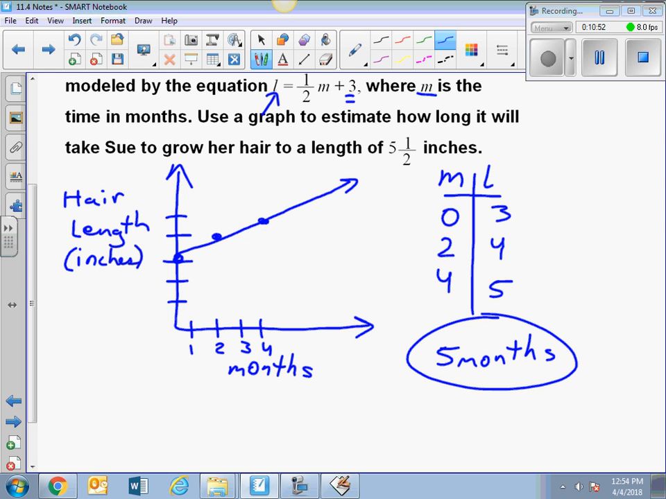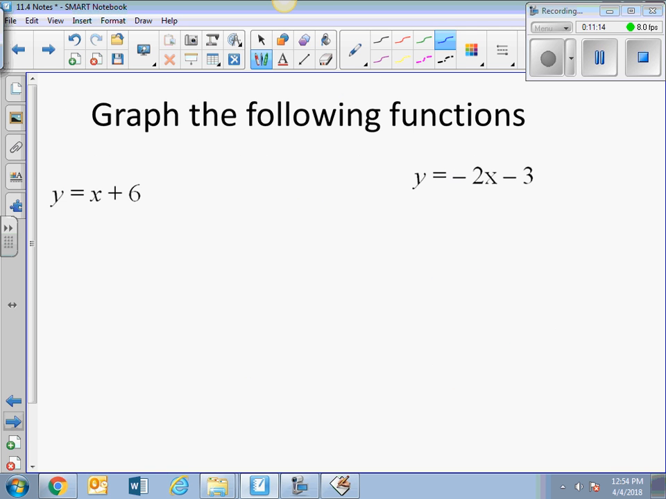You could keep going. I could have put 6 in. I could have put 8 in if you want. And then you can look at that, and you could have estimated how far that would be. Another way to do this would actually have been to plug in 5.5 inches for the length, and then you could solve for that. Okay, but we're not there yet. We'll get there. All right. Questions on that? Okay, well, let's go ahead and finish this.